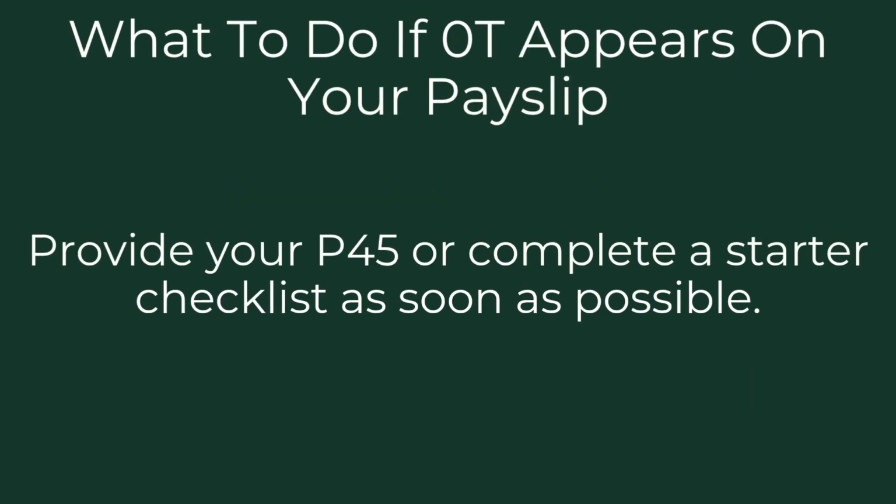If you see 0T on your payslip, act quickly. Give your employer your P45 from your previous job as soon as possible. If you do not have a P45, complete a starter checklist. Your employer can provide this. Once HMRC has the correct information, they will issue the right code and any overpayment should be corrected through your future pay.